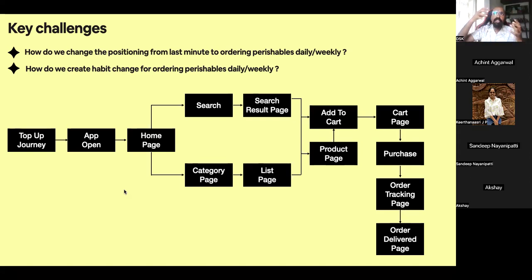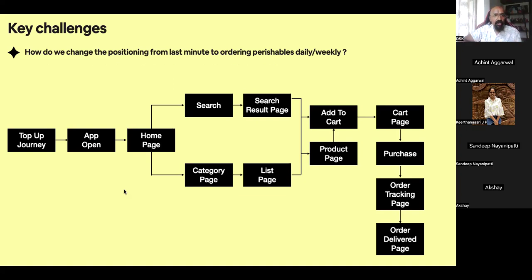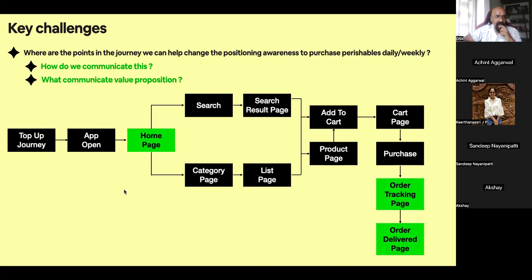I'm just trying to put a structure to figure out where the opportunities are and what the essential questions are that I need to ask. And given these questions and this flow, how am I identifying opportunities and therefore meaningful solutions? So the first question I want to attack is, how do we change the positioning of last minute ordering of perishables? Right now, it's top up. I want to shift it to saying people should order on a daily to weekly basis, right?